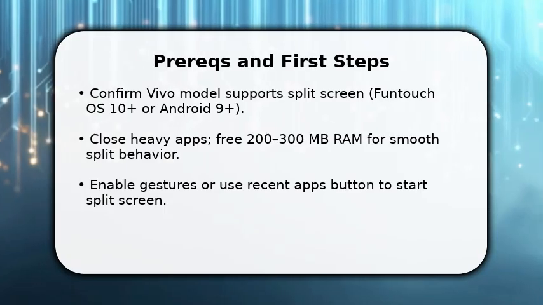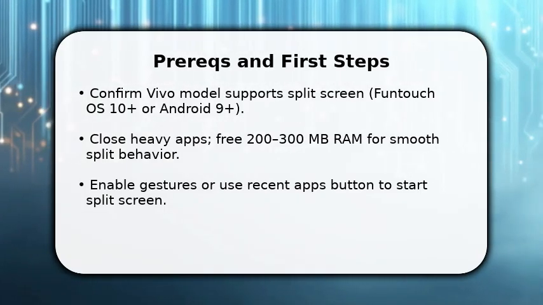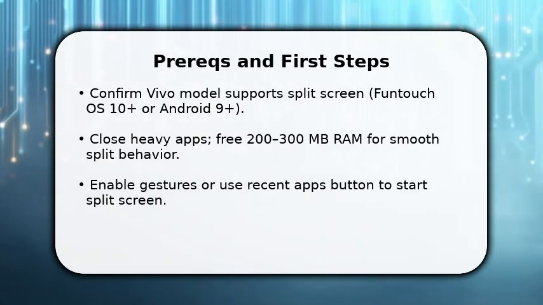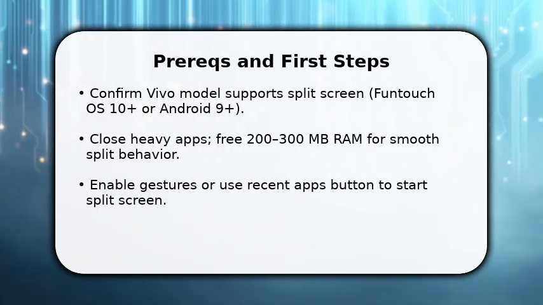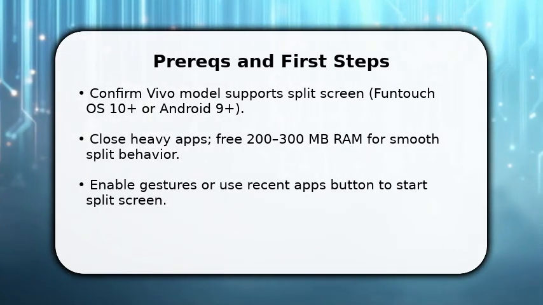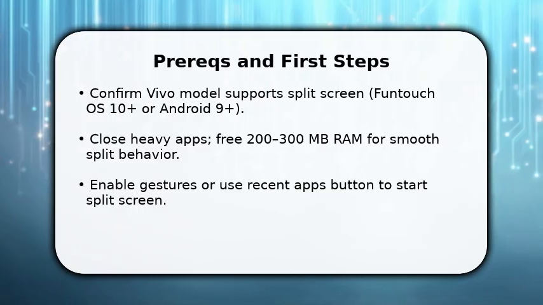Enjoy the video. You'll start by verifying your Vivo supports split screen and freeing resources. This prevents slowdowns. Once done, open the first app you want to use and swipe up to reveal recent apps or press the Recent button. Make sure to tap the app icon or menu and select split screen mode. That anchors the first app to the top or left.